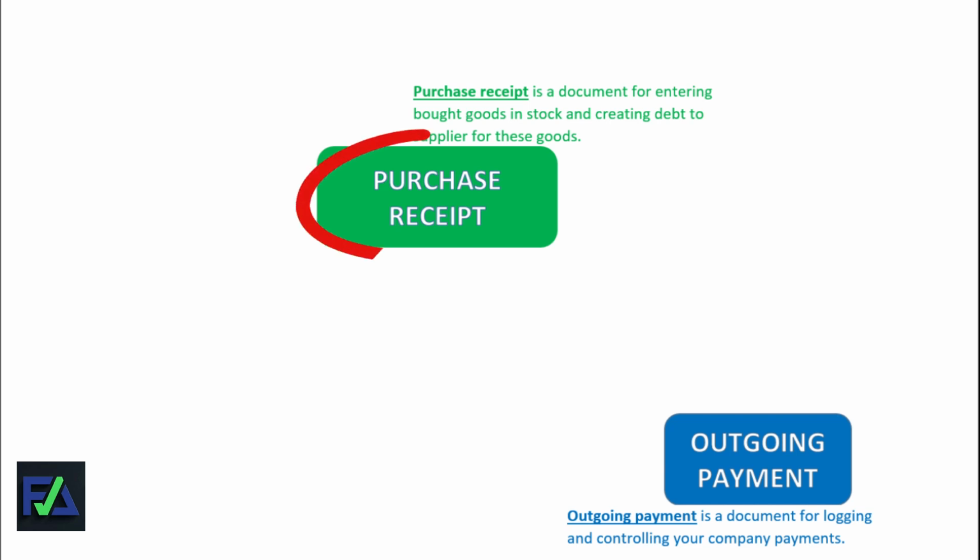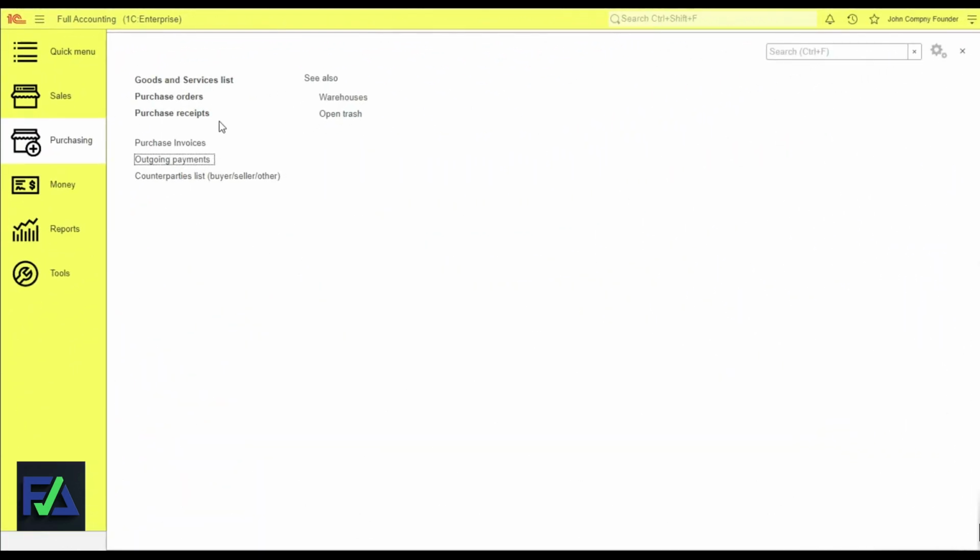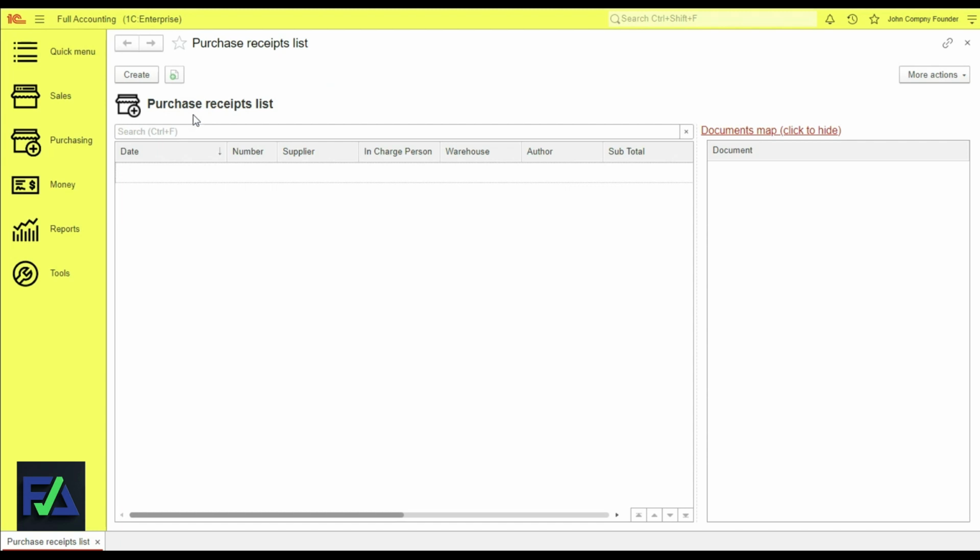Purchase receipt records the fact of goods receiving, the placement of these goods in the warehouse, and the creation of a debt to the supplier for these goods. Outgoing payment records the fact of payment to the supplier for the goods received and writes off the created debt. To do this, create a purchase receipt document in the system.